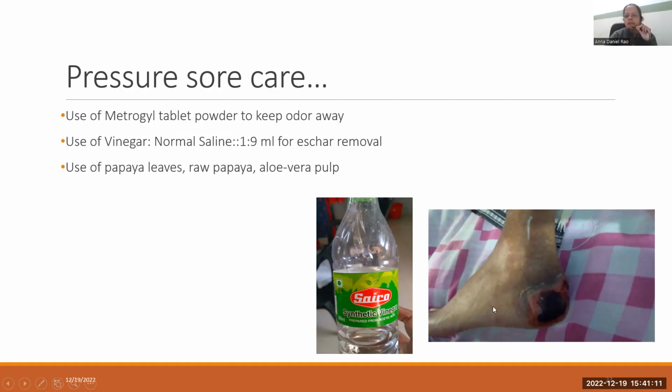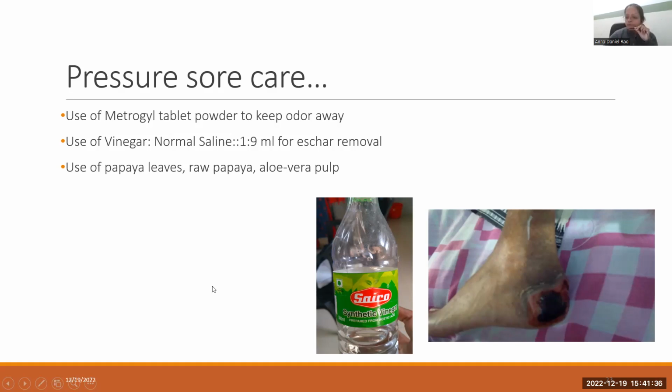For example, if you are applying Metrogyl powder, that can be sprinkled, or Vaseline gauze can be placed. Only on the HR you have to place the dressing material that is dipped into vinegar and normal saline. So that way it can be done.